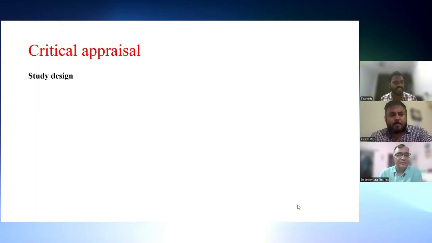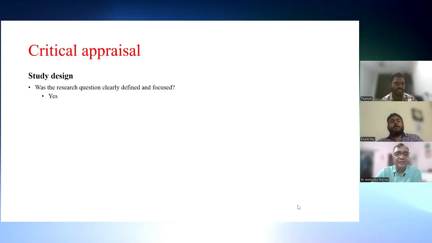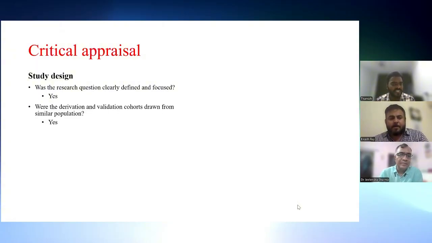Coming to the critical appraisal, the study design: whether the basic research question was clearly defined or focused. Yes, it is defined. Basically, they wanted to see the optimal initiation timing of vasopressin, and whether it is associated with any mortality benefit. So that they have clearly defined.